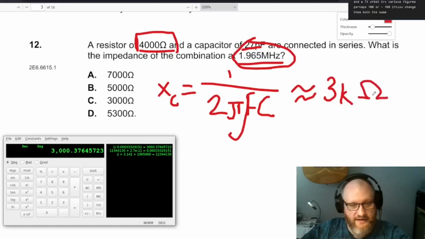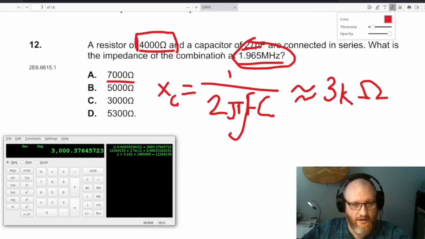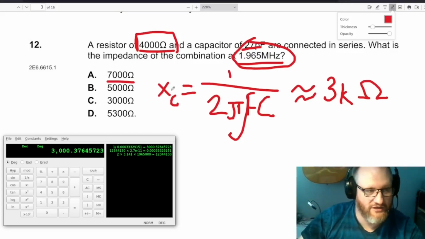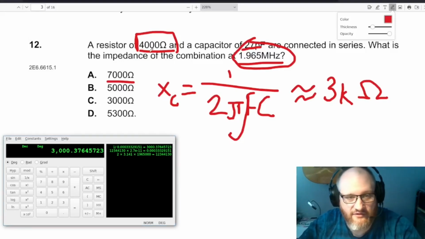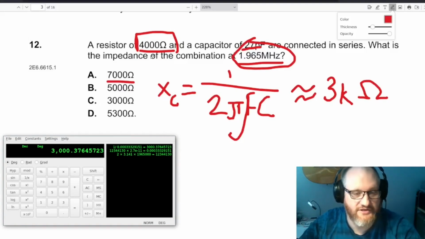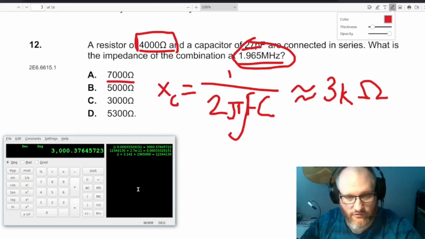So the next step clearly is we just add that to our 4000 here, and we get our 7000 ohms. And unfortunately, that is a common pitfall that people fall into. The problem is that resistance is a scalar value, a single simple value to work with. You can add a resistance to another resistance, no problem at all.